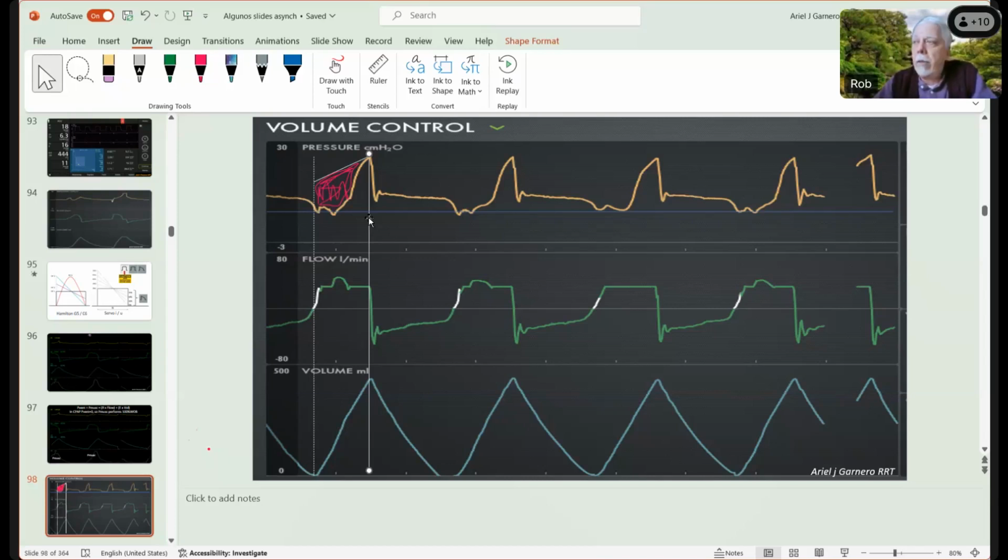Okay, so now that gets us on to expiration. Let's look at the expiratory phase.